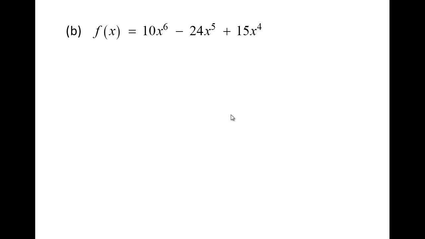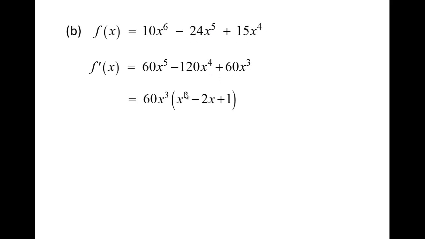Let's take f to be the function 10x to the 6 minus 24x to the 5 plus 15x to the 4. Again, we want to find the critical points and determine whether we have a local max or a min at each of the critical points. F prime of x is going to be 60x to the 5 minus 5 times 24, that's 120, x to the 4 plus 4 times 15, that's 60x cubed.